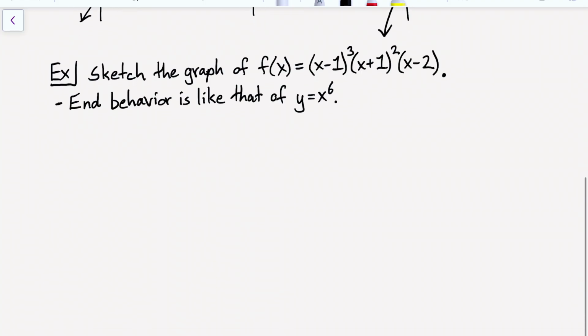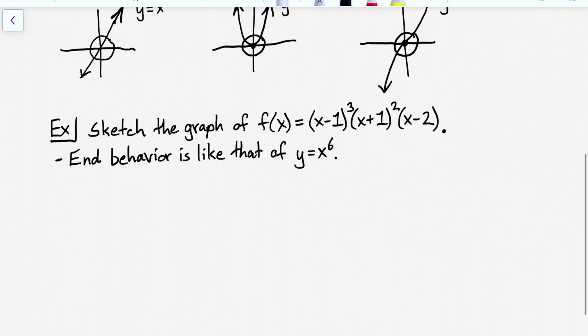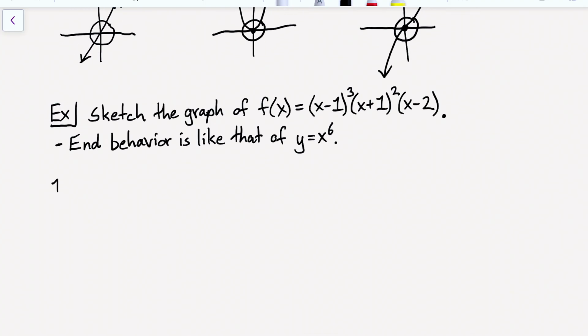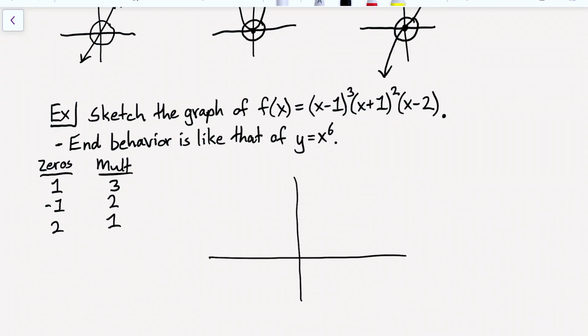Let's use that information to sketch the graph of the same function that was given above. Remember, this has zeros of 1, negative 1, and positive 2. These are the zeros, and their corresponding multiplicities are 3, 2, and 1. Let's imagine sketching this graph, a very rough sketch.